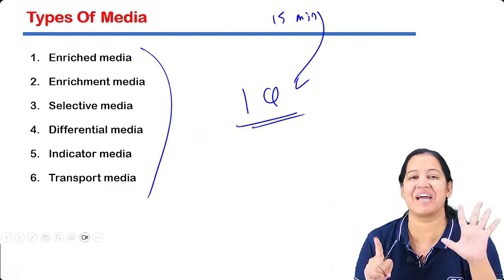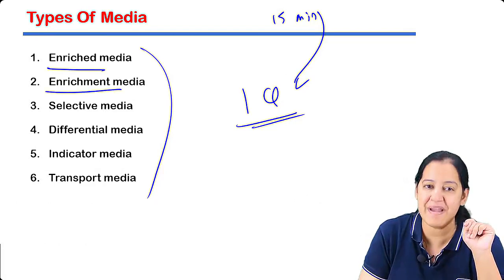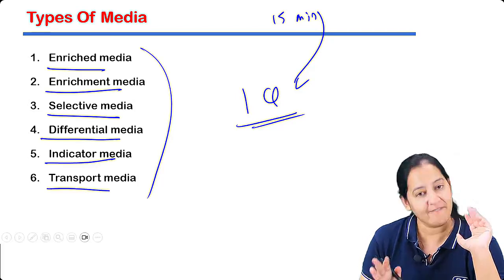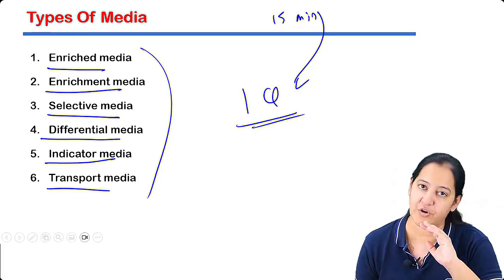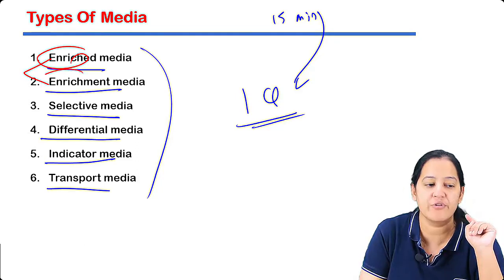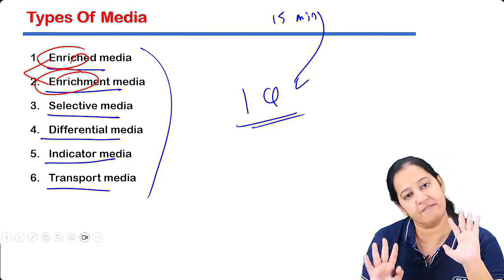So there are 6 type of media. ठीक है? What are the 6 type of media? Enriched, enrichment, selective, differential, indicator, and transport. I will explain the meaning and example of each of them. है ना? Most of the students have confusion between the first two, कि enriched और enrichment क्या है मैम, है ना? Because the spelling is same, so they have the confusion. But I will remove your confusion.